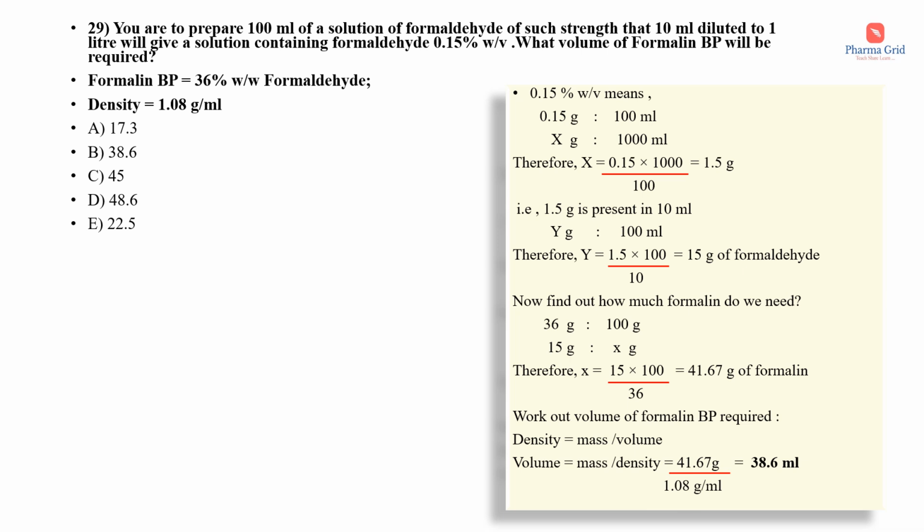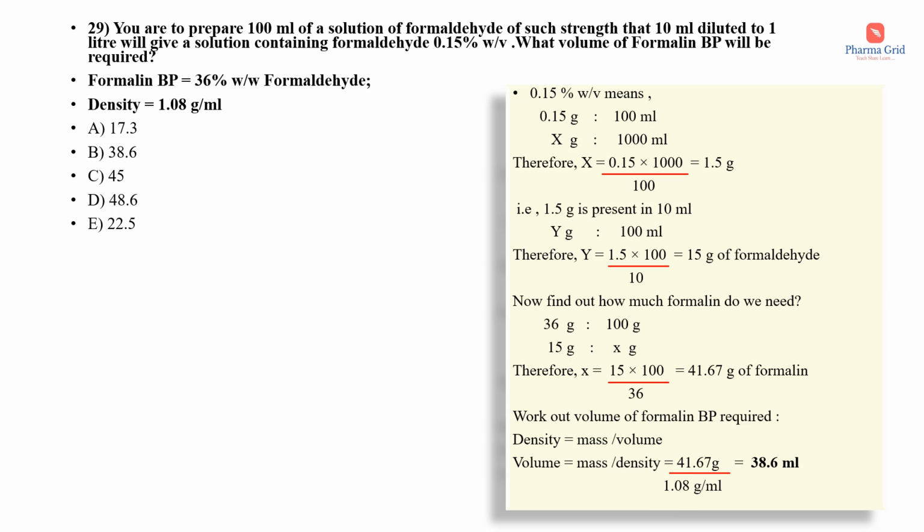Question number 29. You are to prepare 100 ml of a solution of formaldehyde of such strength that 10 ml diluted to 1 liter will give a solution containing formaldehyde 0.15% weight by volume. What volume of formalin BP will be required? So the formalin BP is equal to 36% weight by weight formaldehyde and the density is equal to 1.08 gram per ml. Okay, so here we need to prepare 100 ml of a solution of formaldehyde.